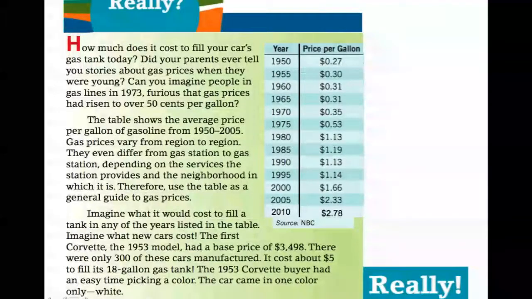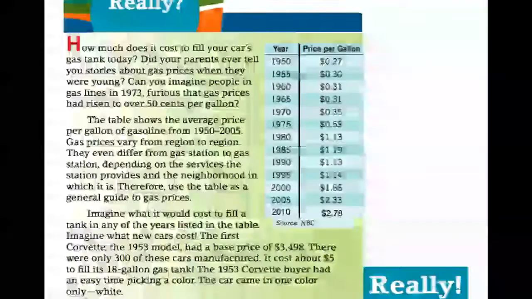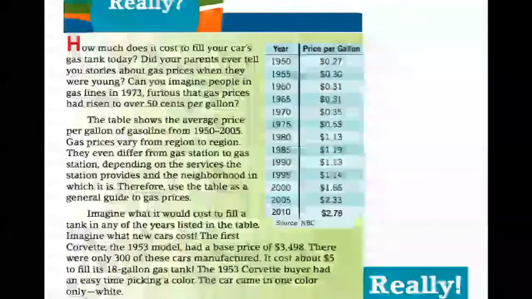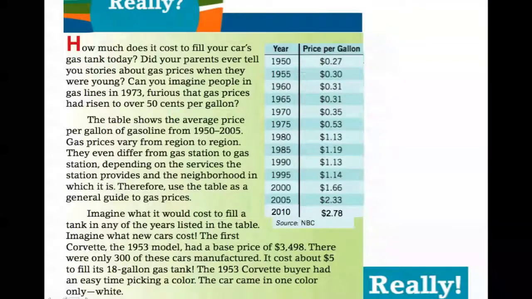So let's take a look right now at this gas price chart that I have. It goes from 1950 to 2010 in increments of 5 years. And way back when, in 1950, the average price per gallon in this country was 27 cents. Now, I'm sure there are some places that you could have found it for less in the middle of the country, but this was the average price per gallon.